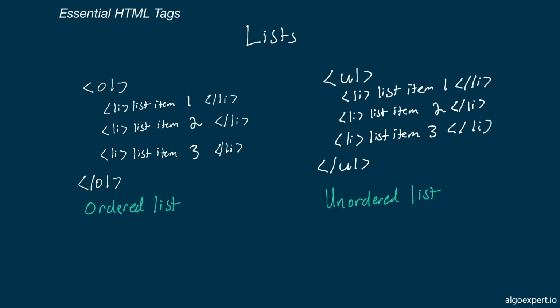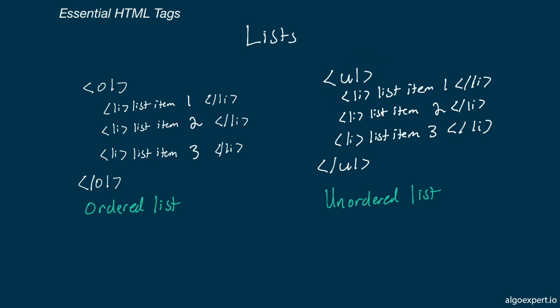So for example, if we had a recipe, each step in the recipe would be a list item in the ordered list, because you have to do these items in order. And by default, the browser will display these as sequential numbered items, so 1, 2, 3, 4, but again, we can change this all with CSS.